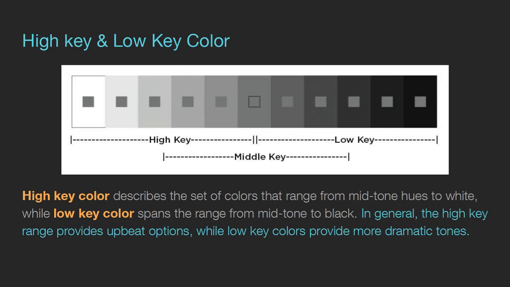Here we have high key and low key color. So high key color describes the set of colors that range from mid-tone hues to white. So high key are, if you're looking at this scale, from that middle gray to white, and low key would be middle gray to black. So the high key is very upbeat, it's positive, and low key can have sort of this dramatic, sultry vibes.